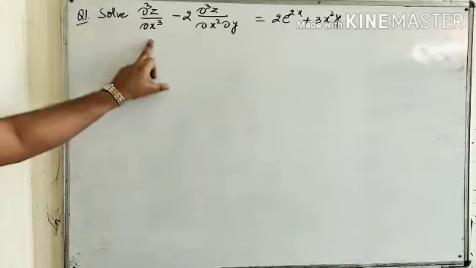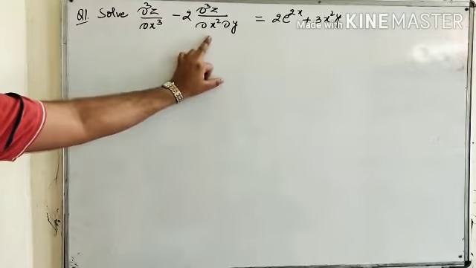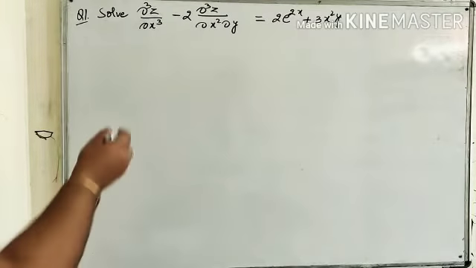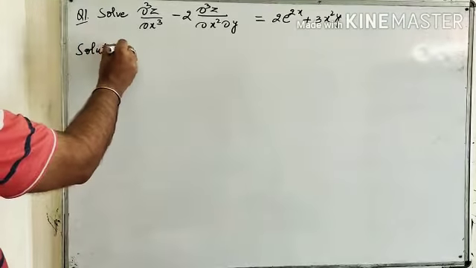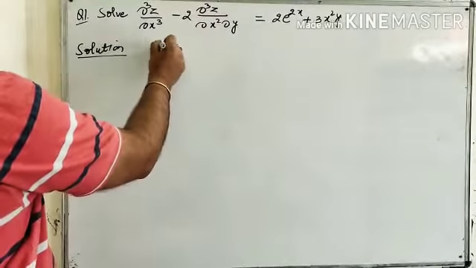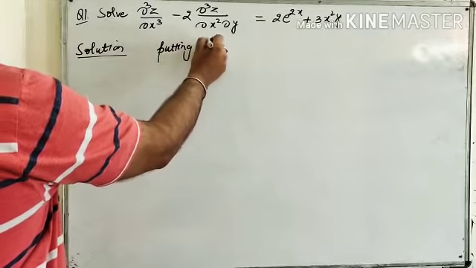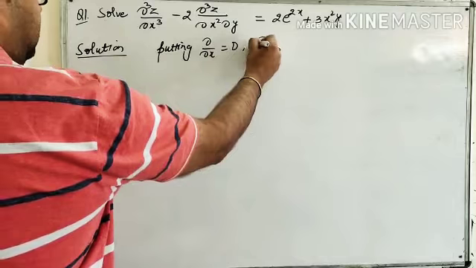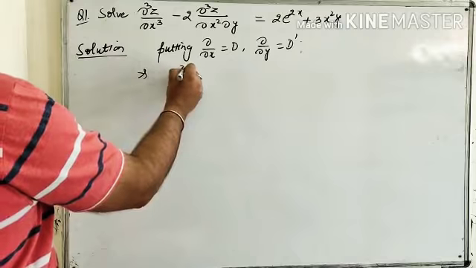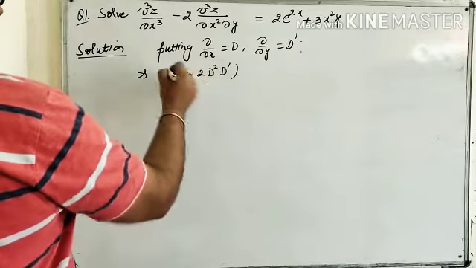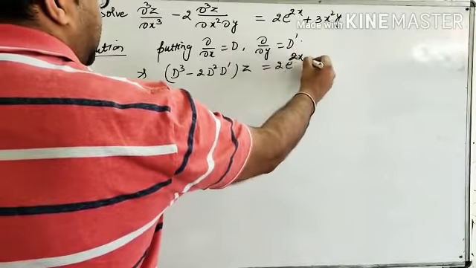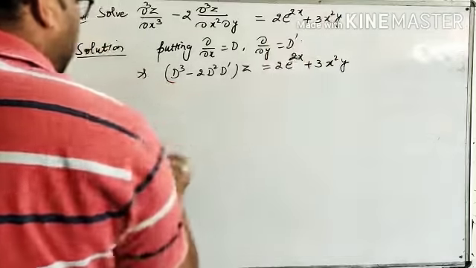Now this is question number 1. Solve del cube z over del x cube minus twice del cube z over del x square del y equals twice e raised to power 2x plus 3x square y. For this solution we start as we have solved questions earlier, putting del over del x equals capital D and del over del y equals capital D'. It means D cube minus 2D square D' z equals twice e raised to power 2x plus thrice x square y.